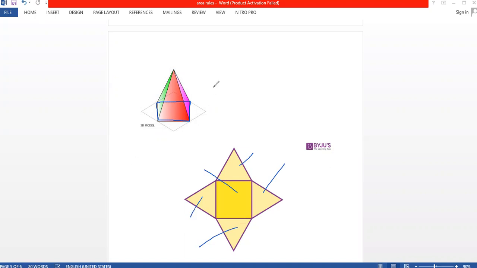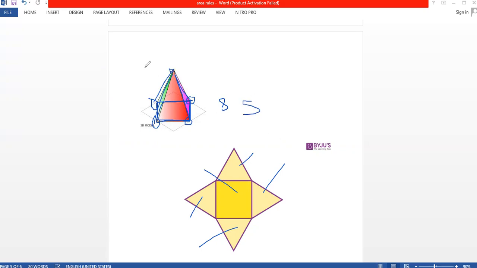Now, what about the edges? We have 1, 2, 3, 4, then 5, 6, 7, 8. We have 8 edges. And what about the vertices? We have 5 vertices where the edges meet. Here, 1, 2, 3, 4, 5. So we have 5 vertices.